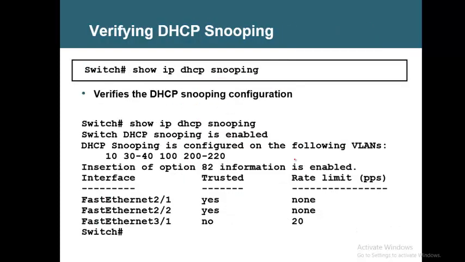This is the number of packets per second expected from the DHCP server configured on this port. This is not a trusted port. You can increase or decrease this.